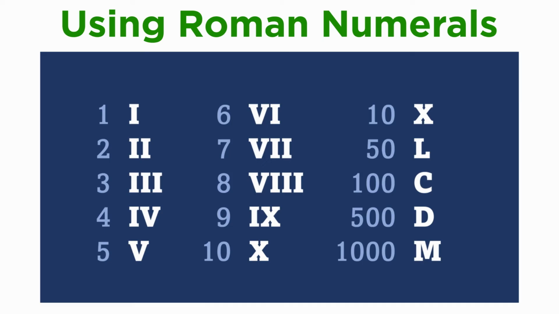We also need to understand Roman numerals, not only for dates, but for counting items. Numbers were represented by the Romans with letters of the alphabet using an additive subtractive system. Such letters were I equals 1, V equals 5, X equals 10, L equals 50, C equals 100, D equals 500, and M equals 1000.